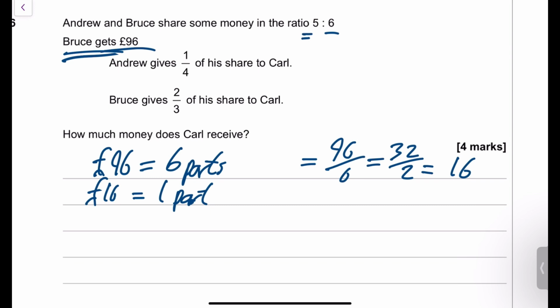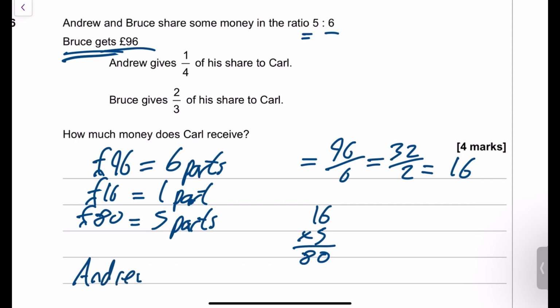We need to find Andrew. So he has 5 parts. 5 times the 16 is going to be 80. So that's going to be £80. So let's just write that down. Andrew gets £80.